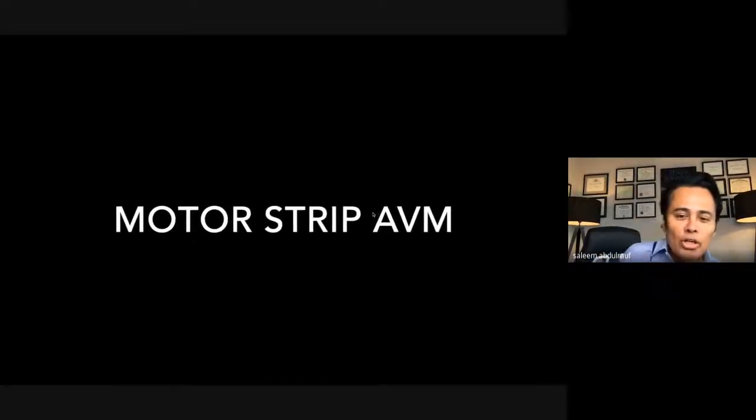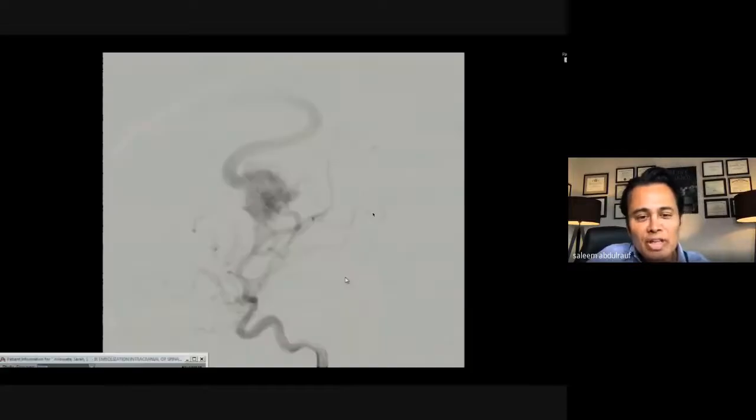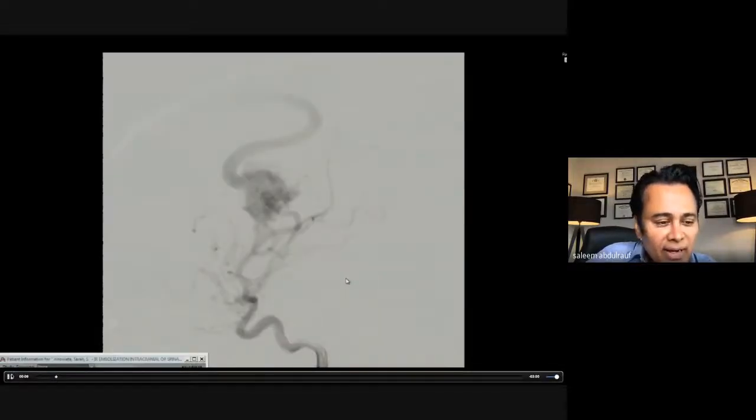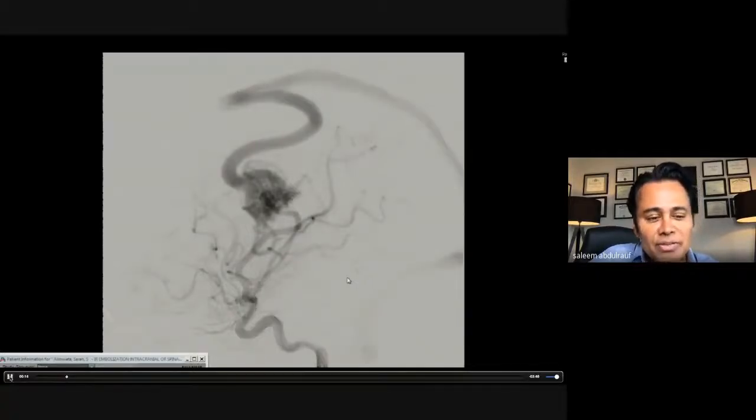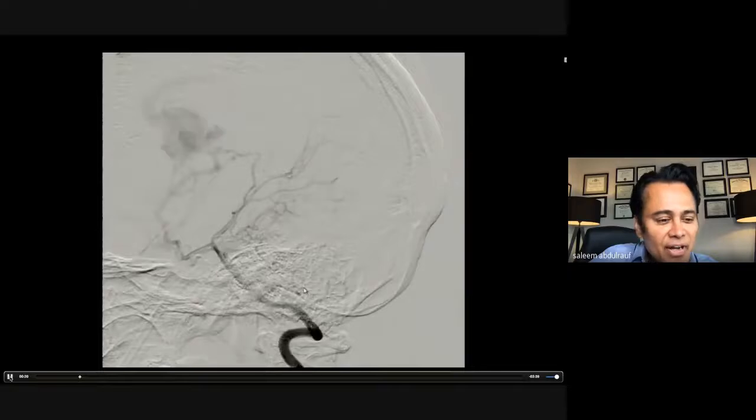This is a motor strip AVM in an international patient that was sent to us. She's a university student. Okay, she has this AVM here, right smack in the motor strip. Let me show you, she was sent to France for embolization, and they looked at this case in Paris, and they decided that they could not embolize this.